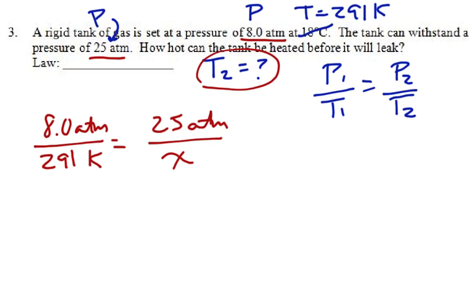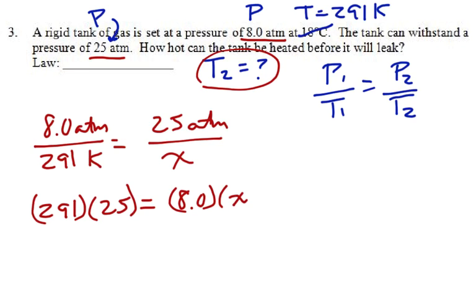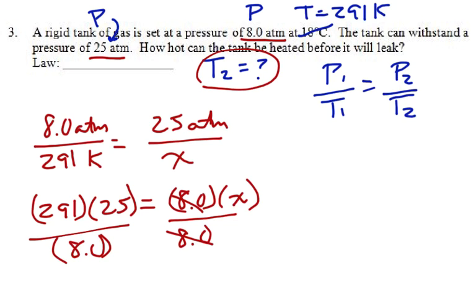So now all I have to do is cross multiply. So I can see I'm going to have 291 times 25 equals 8 times X, and X is going to be my new temperature. And I just divide both sides by 8. And atmospheres are crossed out. My answer is going to be in Kelvin. I'm going to take a moment and solve this problem.